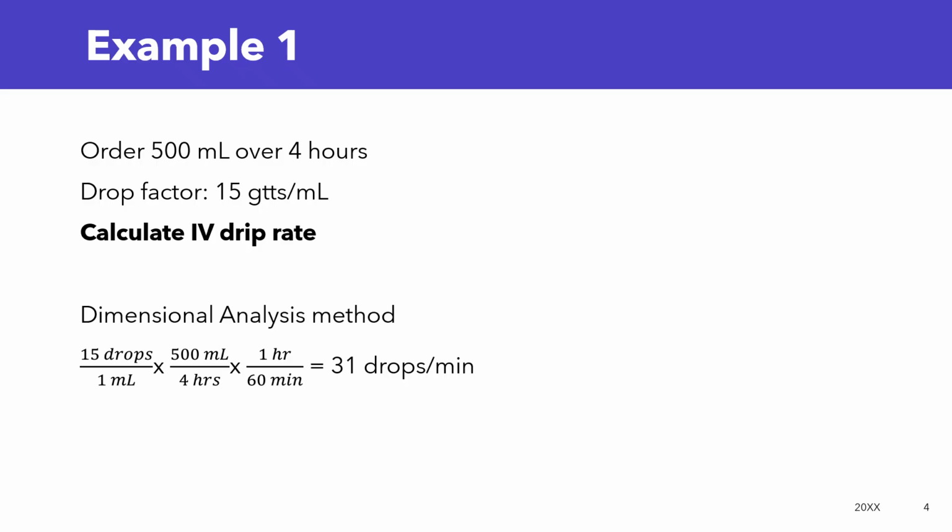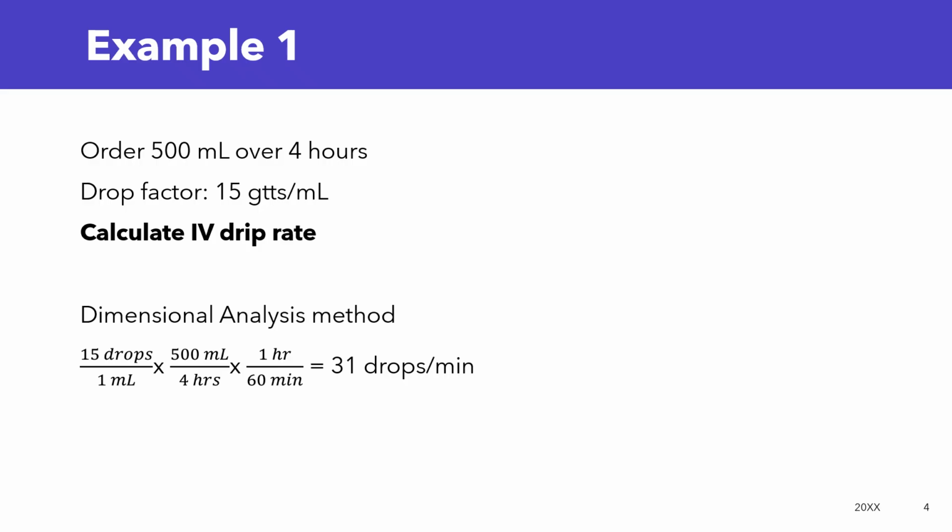So the desired units here is drops per minute. That's what we want. So because that's what we want, we're gonna start with drops on top. So we have 15 drops per ml, that's the drop factor, okay? So we have ml on the bottom. Now we're going to need ml on top, okay? So 500 ml over 4 hours.